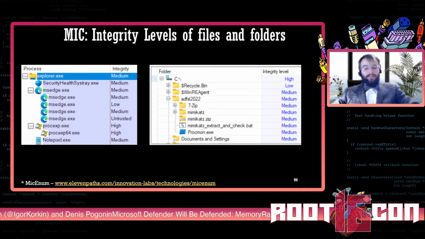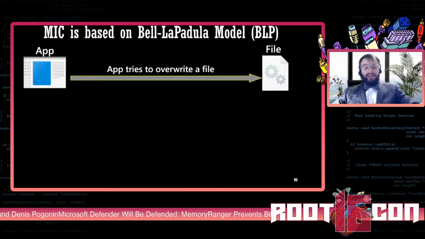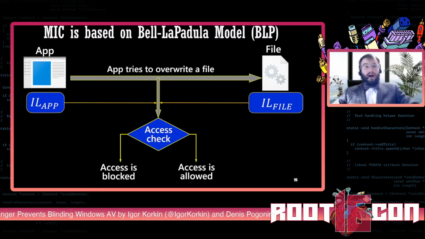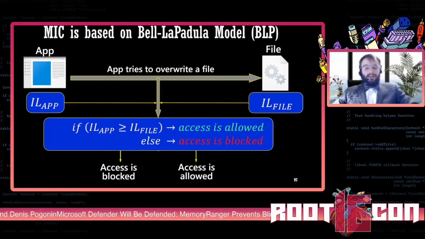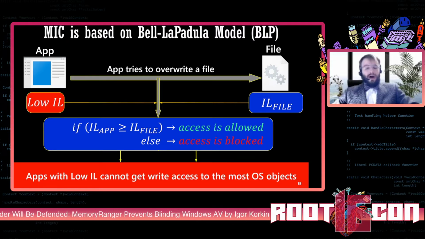MIC implements the Bell-LaPadula access control model, you know it. For example, an app tries to get write access to a file. According to the Bell-LaPadula model, the access check compares integrity levels of the app and the file. The access will be granted if the app's integrity level is equal to or higher than the file's integrity level. Therefore, apps with low integrity levels cannot override most OS objects.